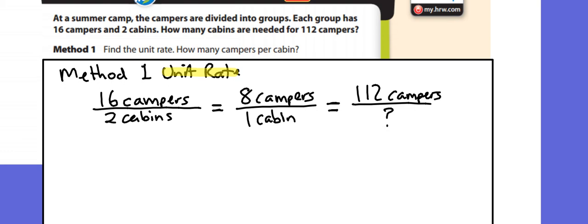Now what I hope you can do is ignore this term because I found its unit rate, and now ask yourself, well, if 8 campers can fit in 1 cabin, how many cabins do I need for 112 campers? I hope you could identify this as division. In other words, how many times does 8 go into 112?